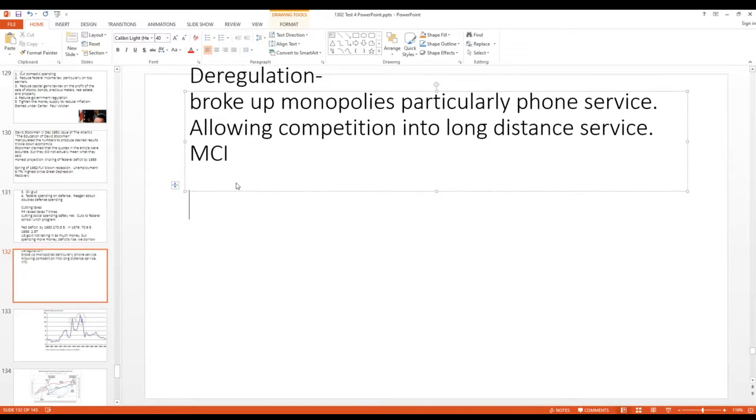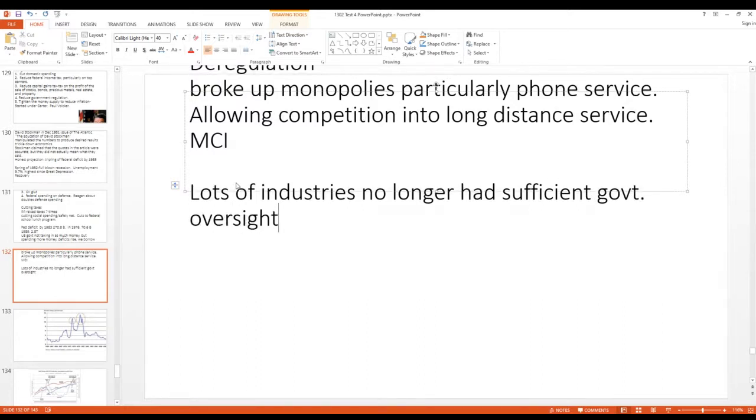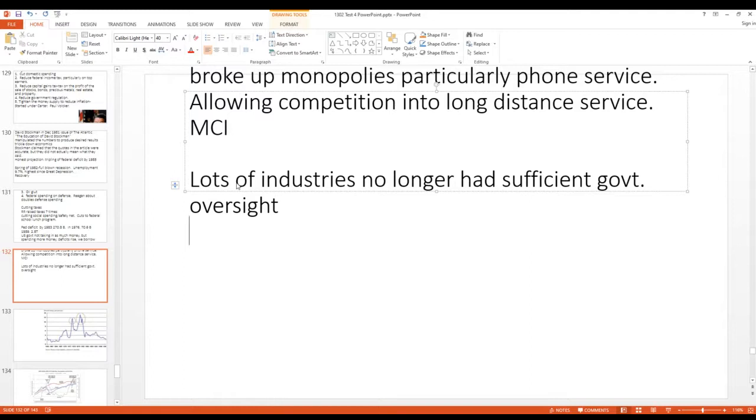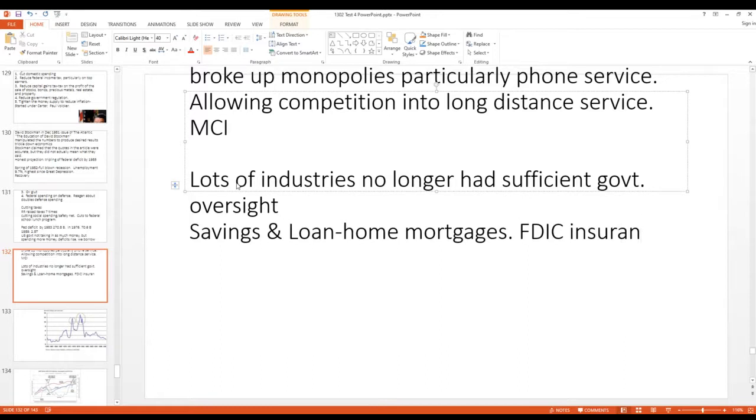The downside of deregulation: a number of industries no longer had sufficient government oversight. My favorite being savings and loan. An S&L was only supposed to do home mortgages. Okay. That was it. That was all a savings and loan was allowed to do, were home mortgages. Okay. FDIC insured, but they couldn't do anything else with home mortgages. That's it.